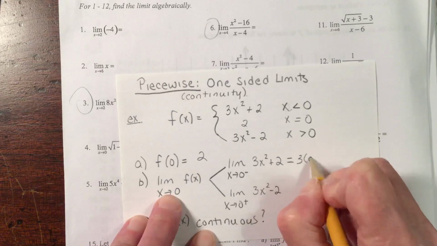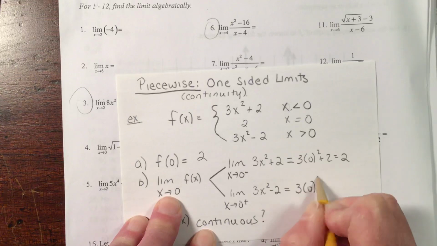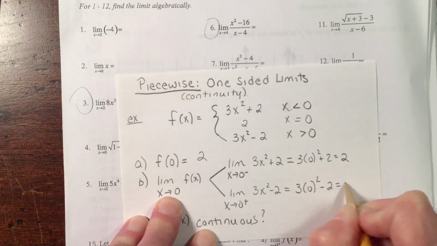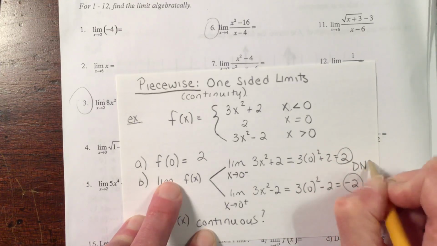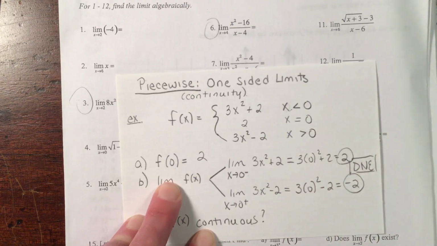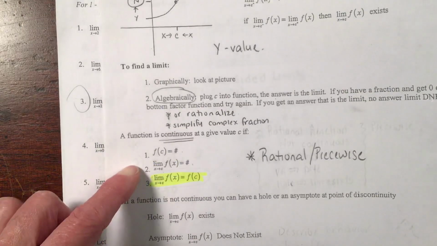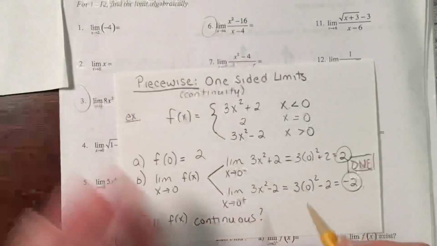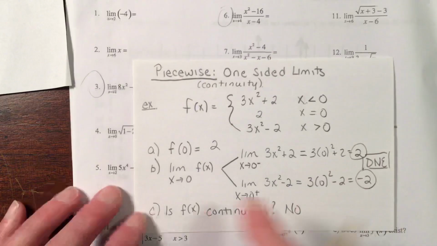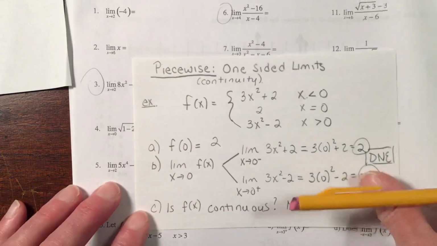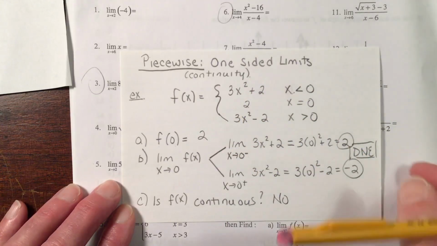When I plug in, I get 2. When I plug in, I get negative 2. Since these values don't match, my limit does not exist. And if the limit does not exist, that function cannot be continuous. Okay, so that's an example of how to evaluate one-sided limits and determine if something is continuous or not. If all 3 numbers matched, then this function would be continuous.